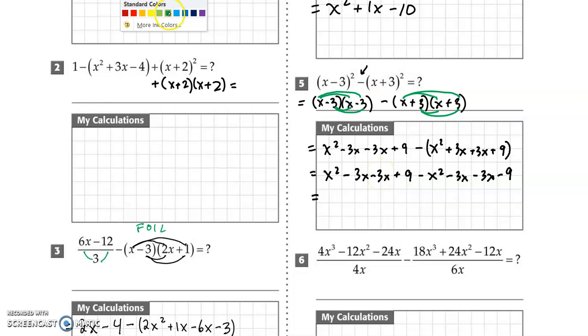Now, knocking things off, x squared and x squared, they're both going to cancel each other out. The negative 3x and the negative 3x and the negative 3x and the negative 3x. How come they're all negative? Oh yeah, that's right, that negative sign. And so that's going to be negative 12x. And then the positive 9 and the negative 9 are opposites of each other. So your answer is just negative 12x.